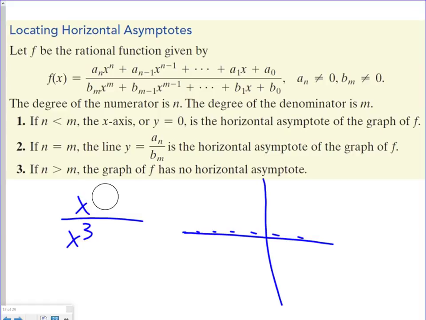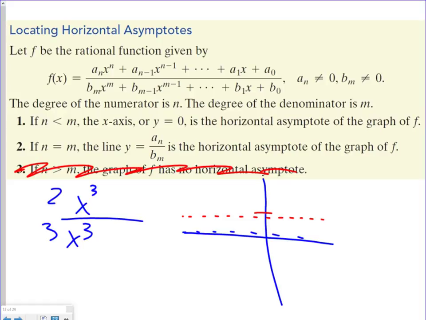Okay, so if the top one is smaller than this one, you're going to get the line y equals 0, right? That one's okay. If they're equal, let's say this was 2/3, then my asymptote will be at 2/3. So positive 2/3 will go 1, so it'll be there. Wherever your leading coefficients are, 2/3, that's where it is. That's why I put 2/3 in there.